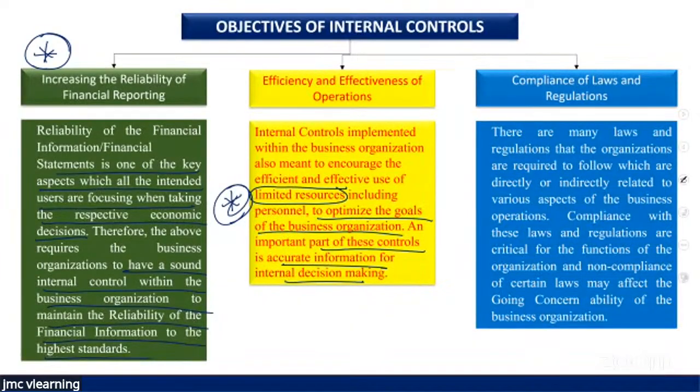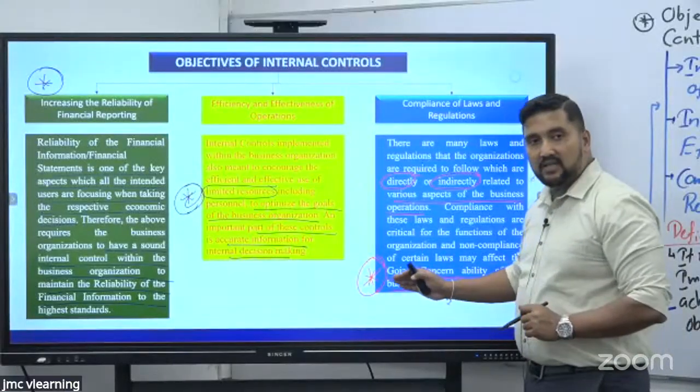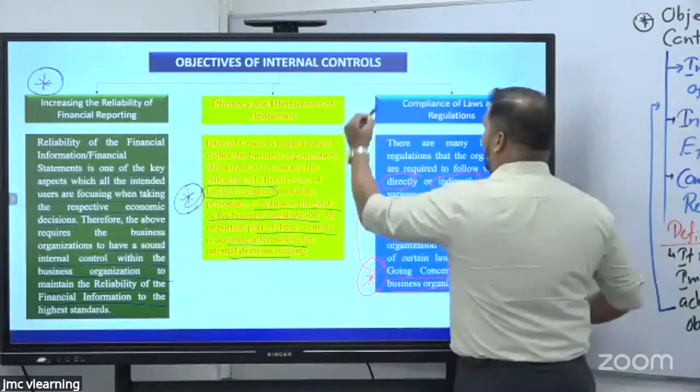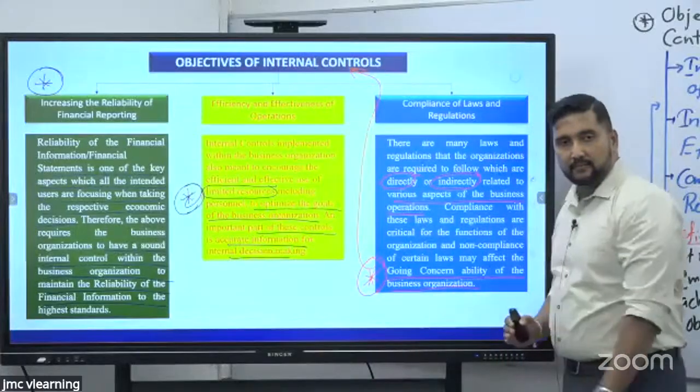Right, so we'll go to the presentation. There are many laws and regulations that organizations are required to follow, which are directly and indirectly related to the various aspects of the business operations. Compliance with these laws and regulations is critical for the functions of the organization, and non-compliance with certain laws may affect the going concern ability of the business organization. Very critical. Non-compliance with laws and regulations will have a negative impact on the going concern ability of the business organization. For you to manage that, it is better to have a proper internal control system within the business organization.